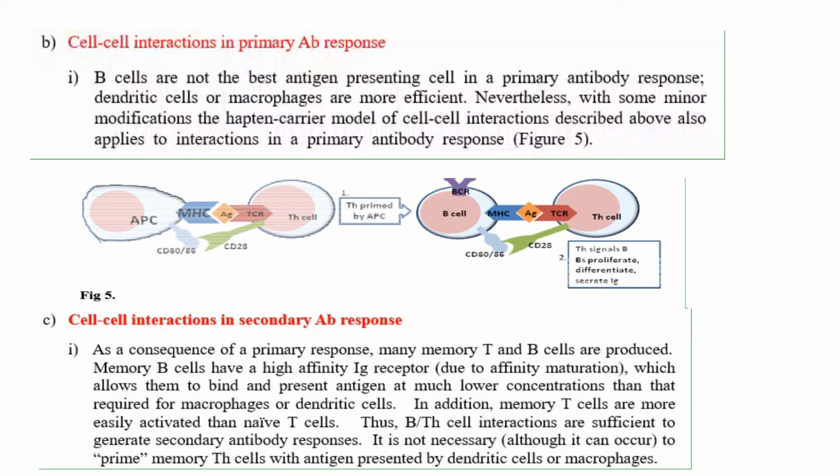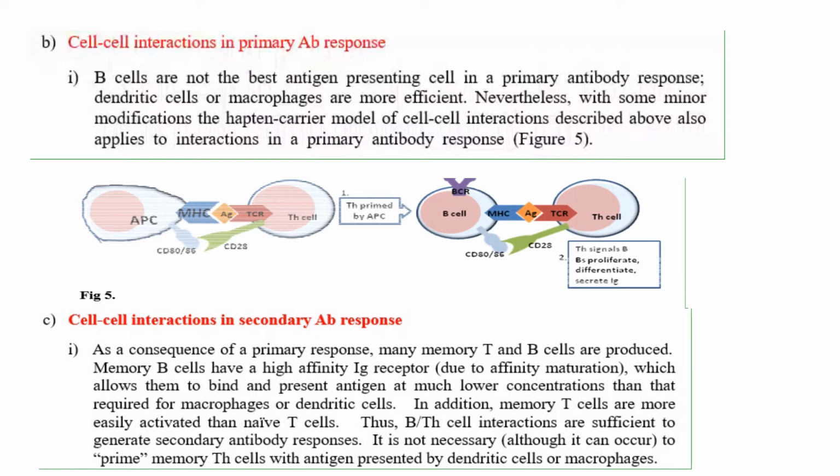Now, cell-to-cell interaction in a secondary immune response. As a consequence of a primary response, many memory T and B cells are produced. Memory B cells have high affinity immunoglobulin receptors. This is due to affinity maturation, which allows them to bind and present antigen at a much lower concentration than that required for the macrophages and dendritic cells. So we call them more specific antigen-presenting cells.